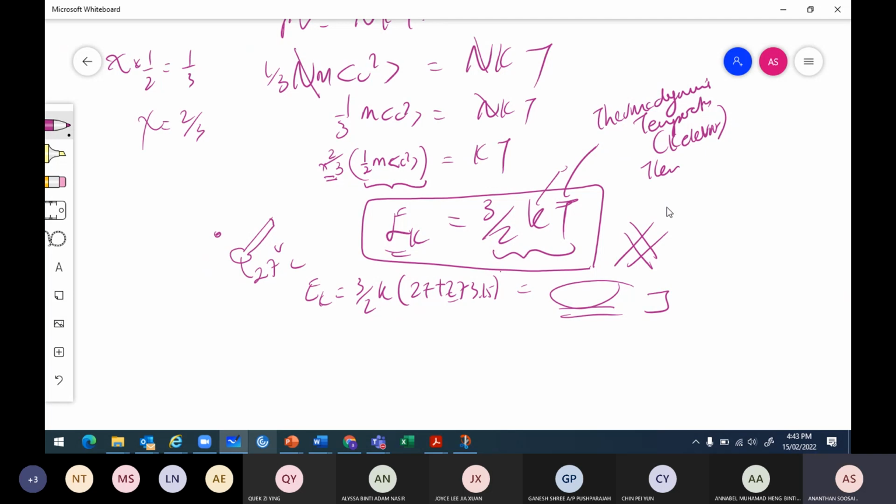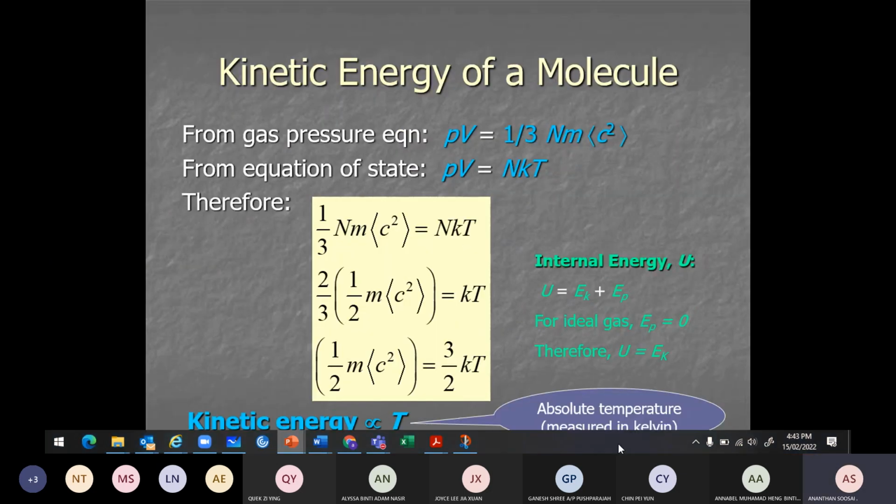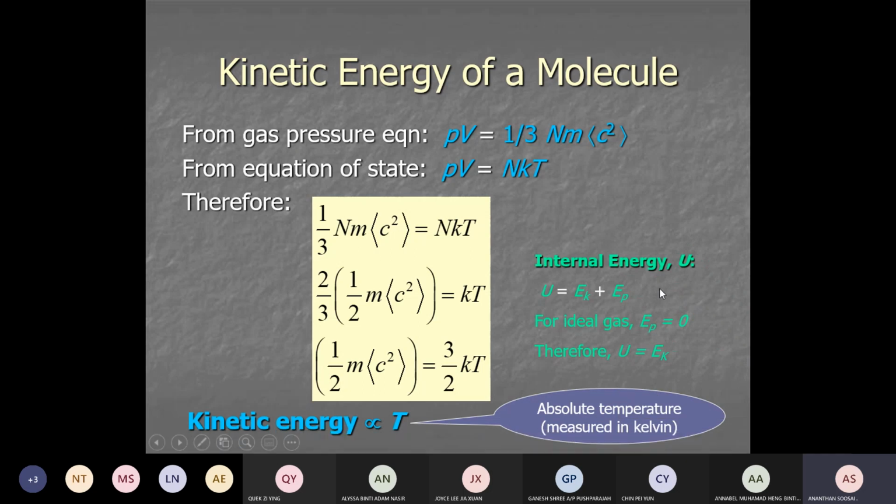So if you know the temperature, you should be able to find the kinetic energy of one particle. But the scientists work the other way around. They get the kinetic energy first, 3/2 kT, and from there they predict what speed the oxygen particle is traveling at. That's the last part of this topic. Actually, we are almost done with the topic.